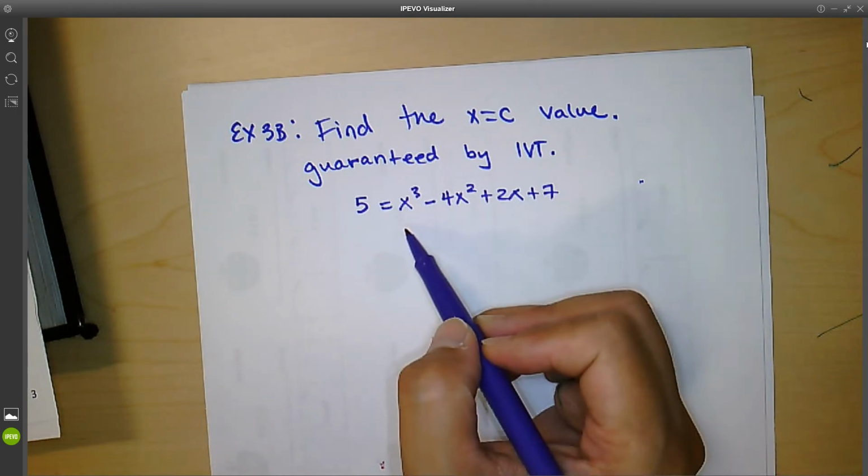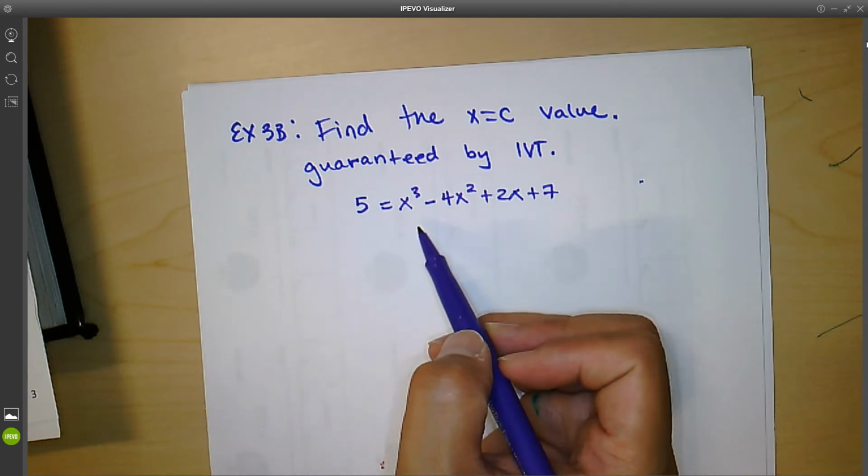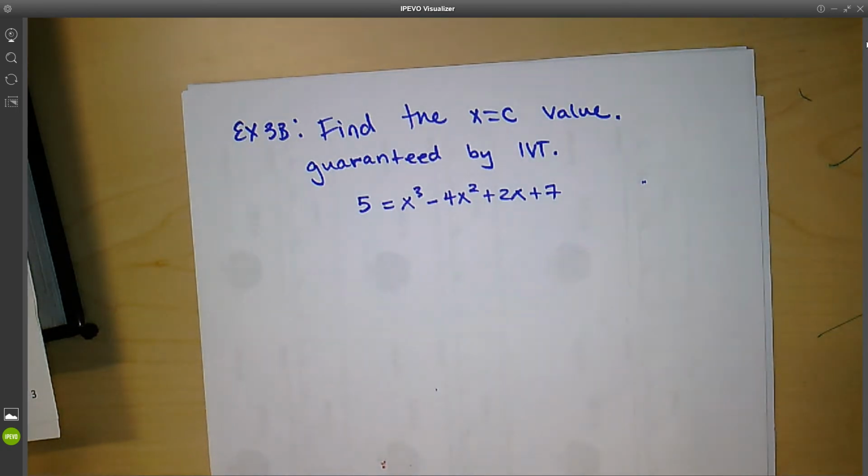Now I designed this so that the x value is not a nice whole number. If it is a whole number, we could try some of our factoring strategies. But if it's not a nice whole number, and it's not a quadratic, to solve this, we will need the help of the calculator.